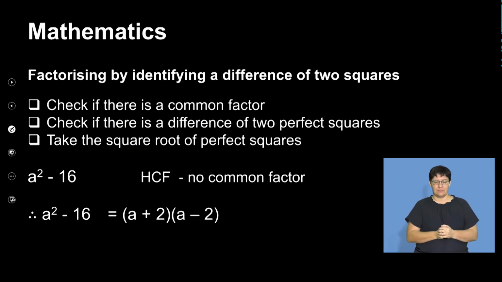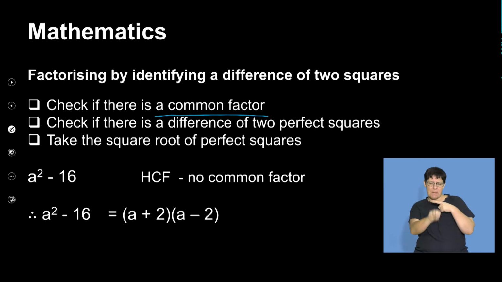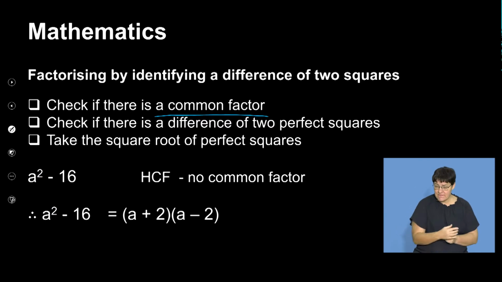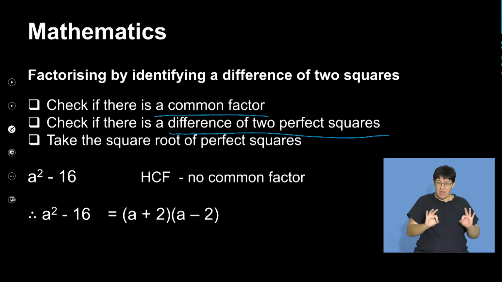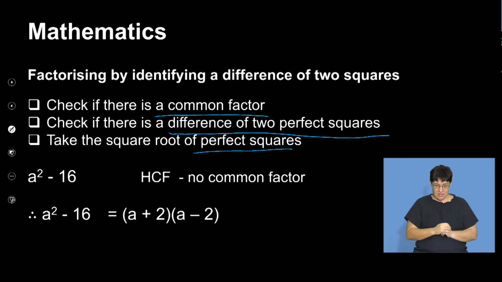Now, when you are trying to identify a difference of 2 squares, you need to check whether there is a common factor first. That's where you always start. That's why I started with a common factor. Also check if there is a difference of 2 perfect squares, not just any squares, it must be perfect squares, and then take the square root of the perfect squares.